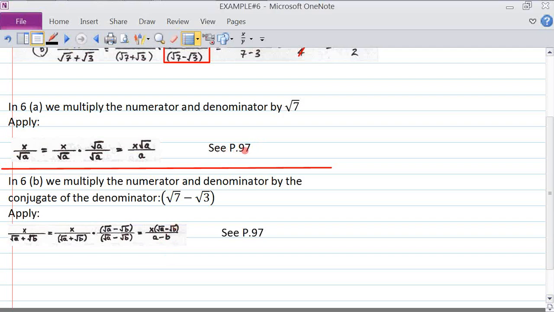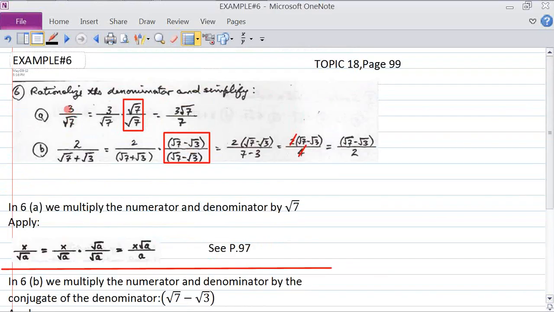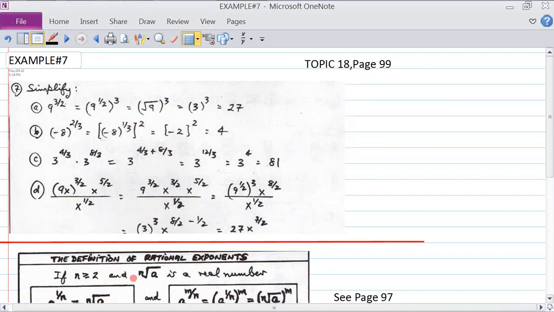So what we're doing is applying these rules that we learned on page 97. In the first case, there's no sign on the denominator between two terms. There's only one term, so we simply multiply the top and bottom by whatever is at this position. Here we have two terms with a plus sign in between, and we multiply by the conjugate. Now we're going to look at problem number 7.